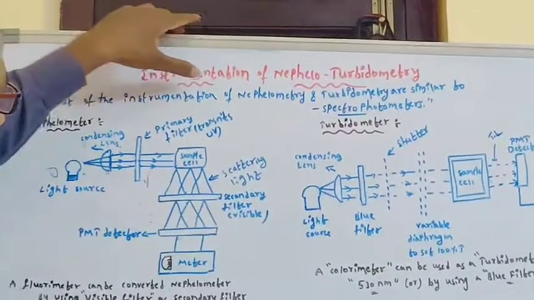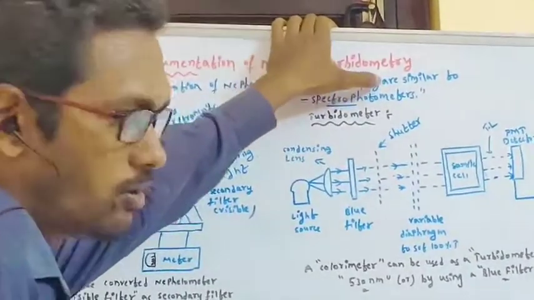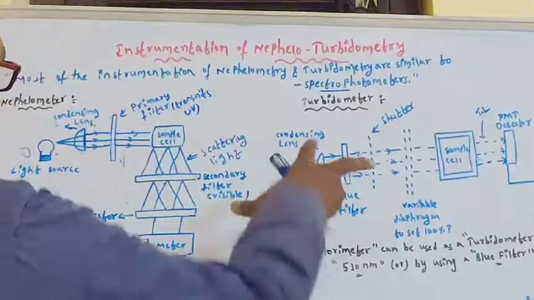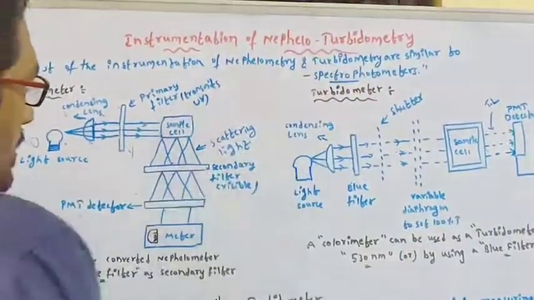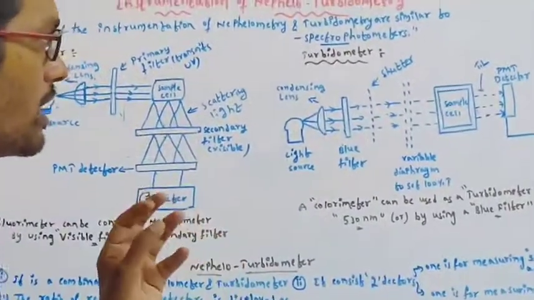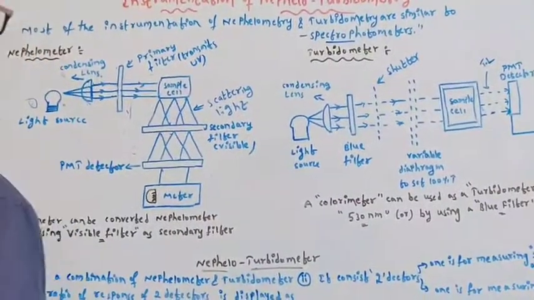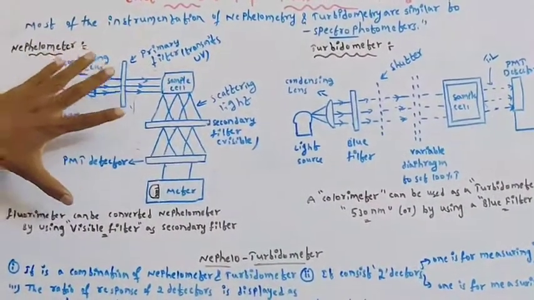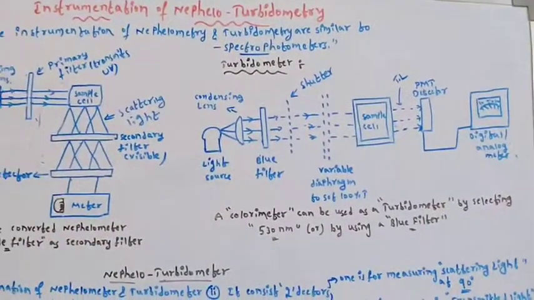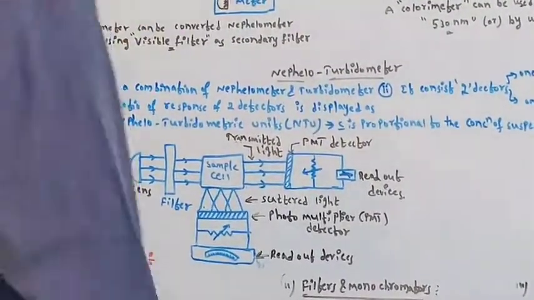Here, most of the instrumentation of nephelometry and turbidimetry is similar to the spectrophotometer. This is the important thing. In the principle also I told you that those are similar to the colorimeter. Here you can see the block diagram of the nephelometer, the block diagram of the turbidimeter, and the block diagram of the nepheloturbidometer, combined. Okay, let's see one by one.